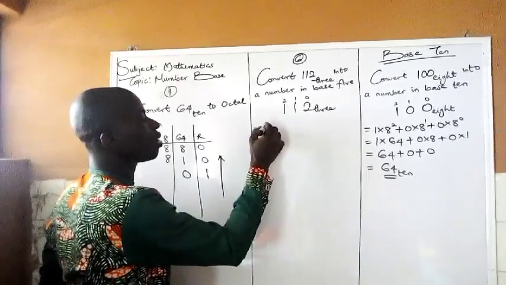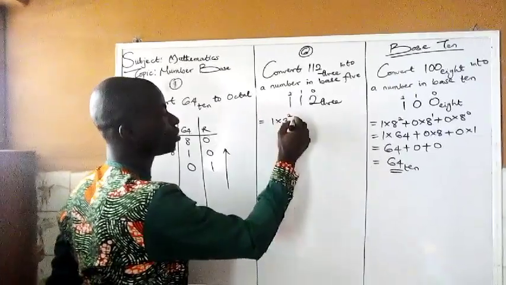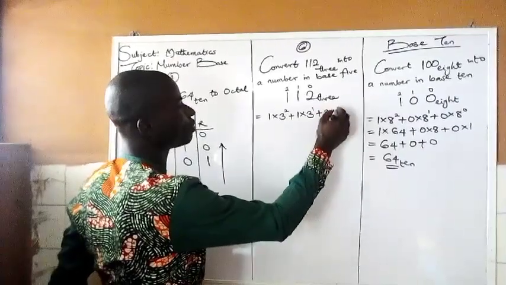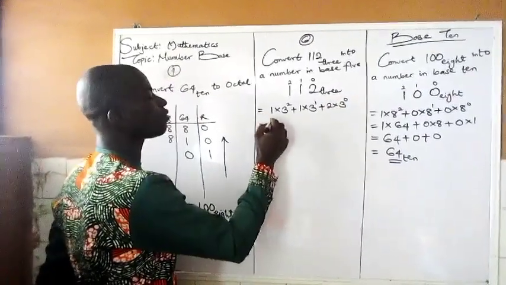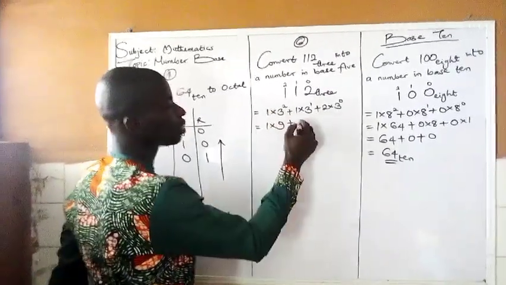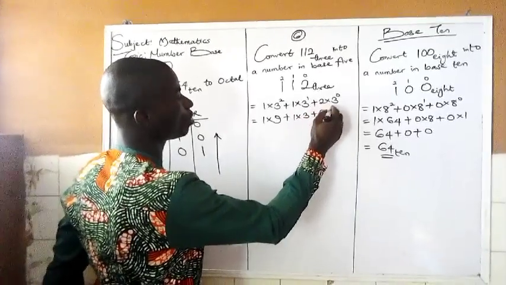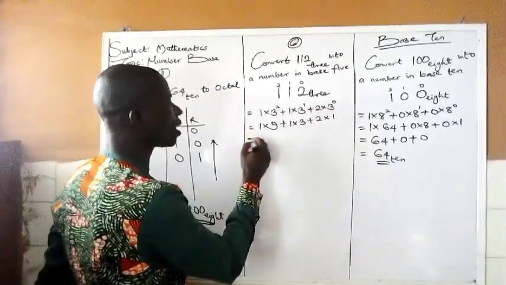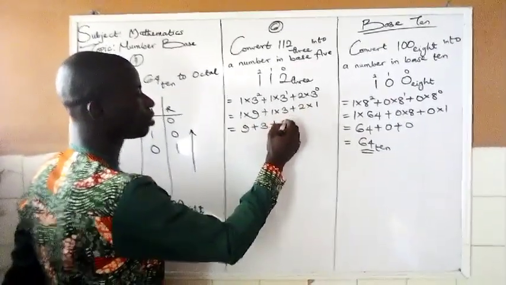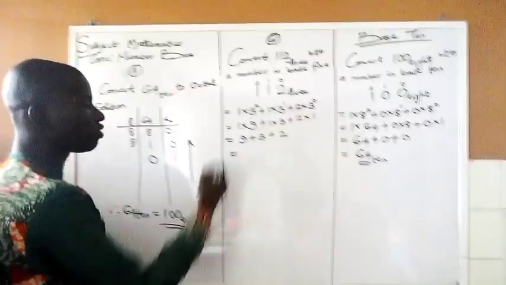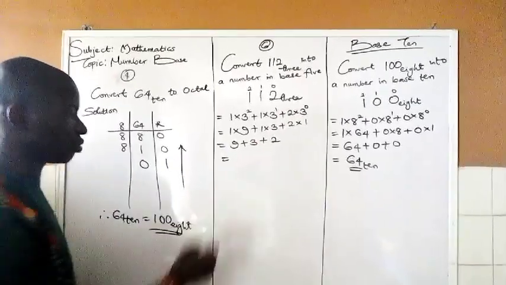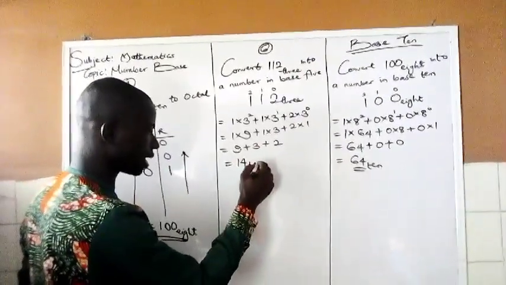Then what do we have? Then we have 1 times 3 raised to power 2 plus 1 times 3 raised to power 1 plus 2 times 3 raised to power 0. Then we now have 1 times 3 raised to power 2 is what? 9. That's 3 times 3. Then we have 1 times 3 plus 2 times 1. Then we have 1 times 9, 9, plus 1 times 3, 3, plus 2 times 1, 2. Then we move by saying 9 plus 3, that's 12. 12 plus 2, 14, base 10.